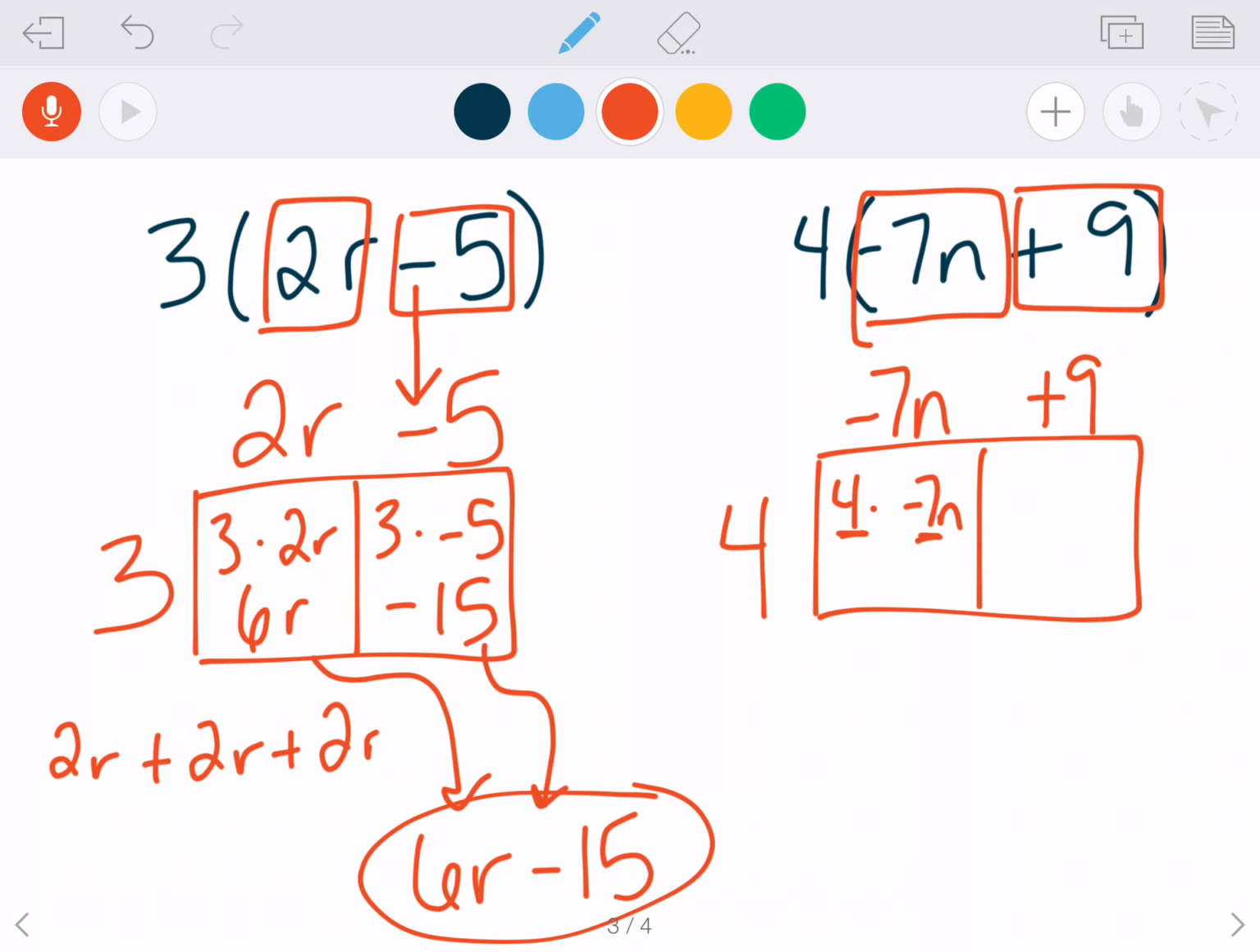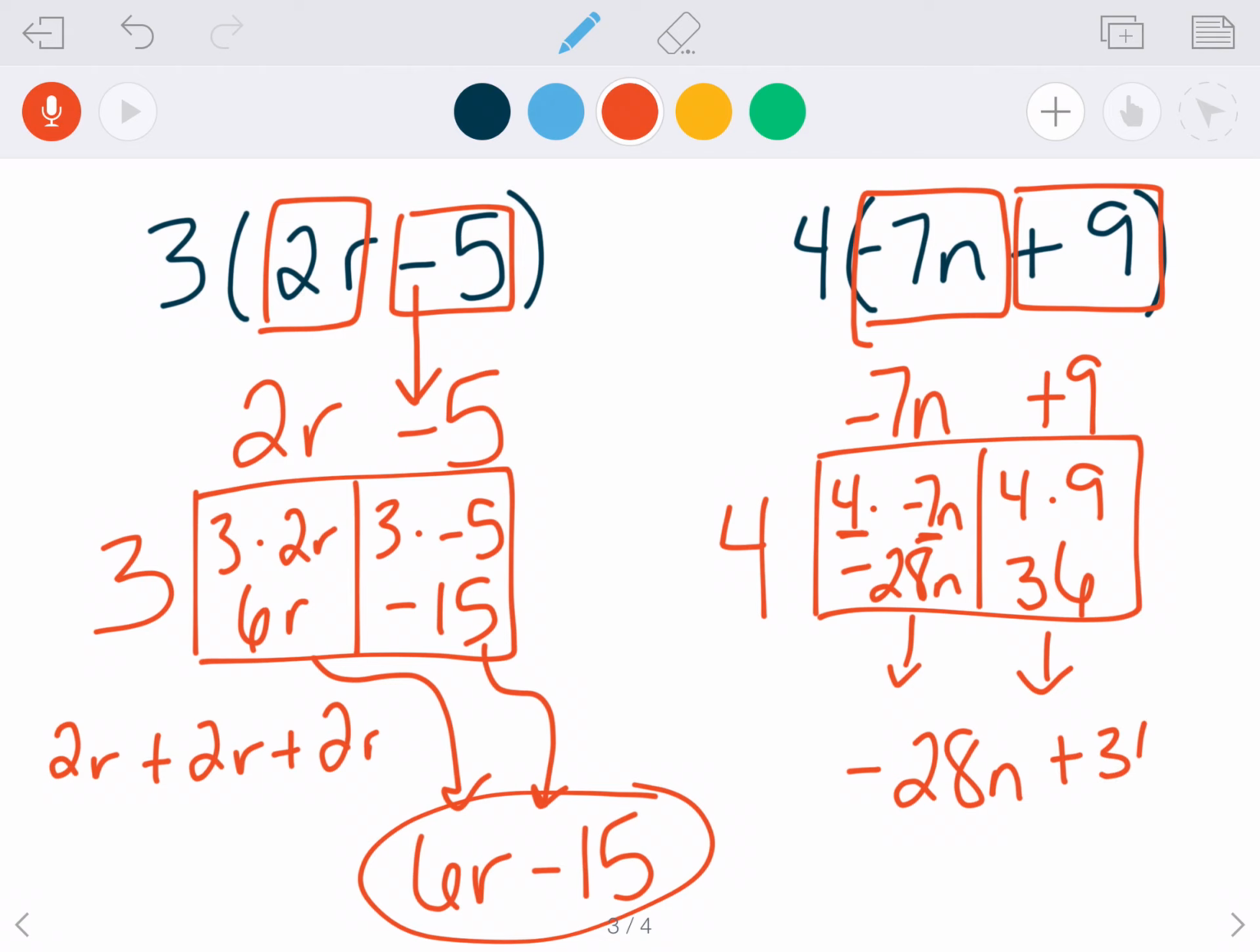So 4 times -7, again, my answer is negative because they're different signs. 4 times 7 is 28n, don't forget your variable. And then 4 times 9 is 36. So when I bring these down, I've got -28n plus 36 because that 36 is positive.